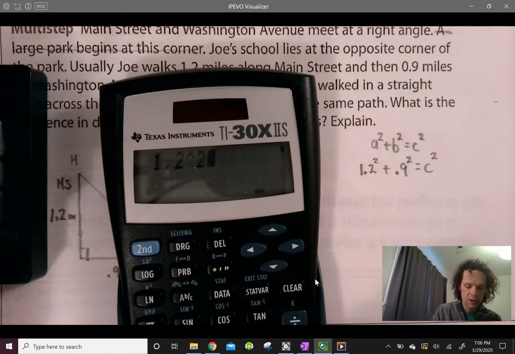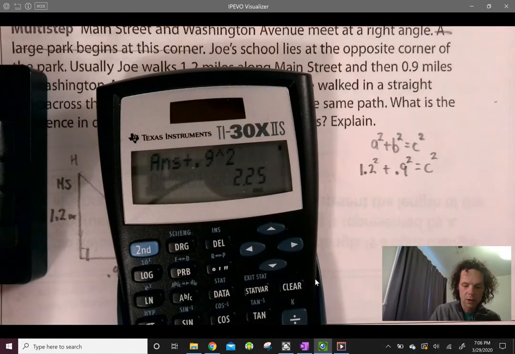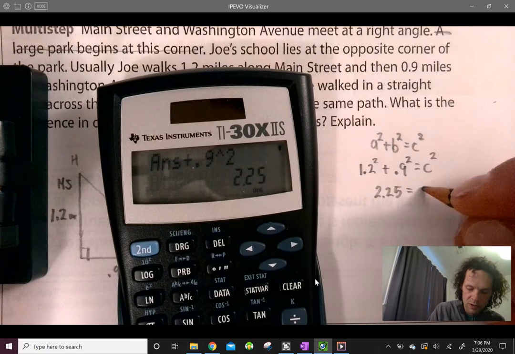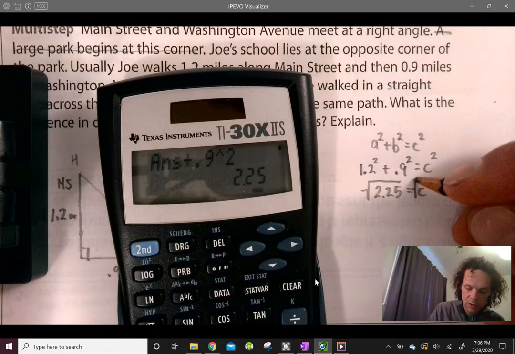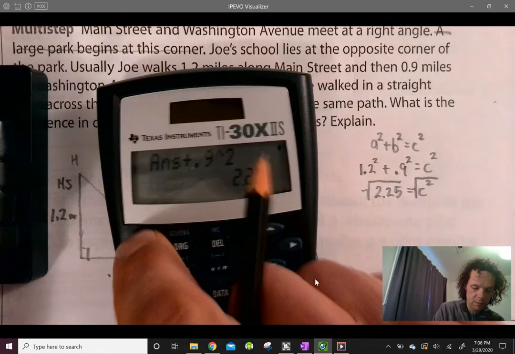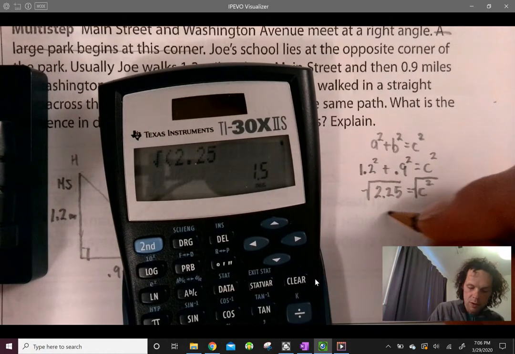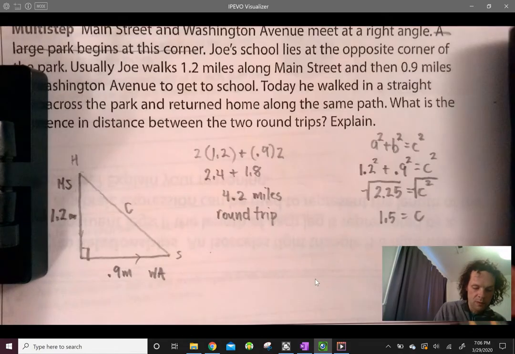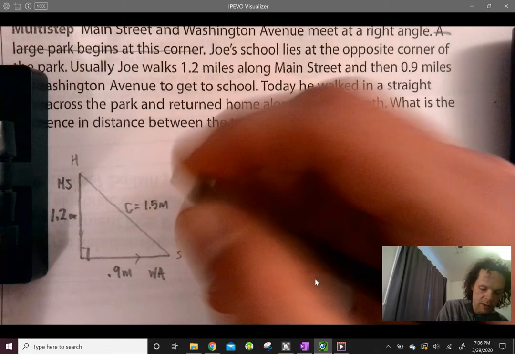1.2 to the second power equals 1.44, plus 0.9 squared equals 2.25. So 2.25 equals c squared. And then if we take the square root, that should be 1.5. So 1.5 equals c. So c is equal to 1.5 miles.